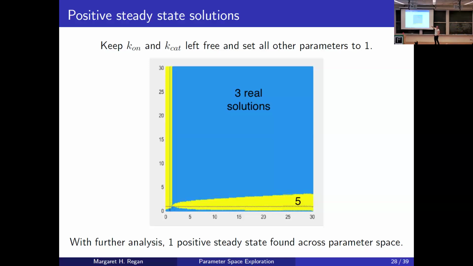So it's 1 positive real solution across the entire parameter space. This is everything above, like greater than 0, right? And so 1 positive real solution, even though there's this separation between 3 real and 5 real, there's only 1 positive across the whole space.